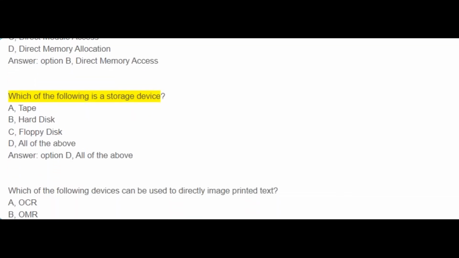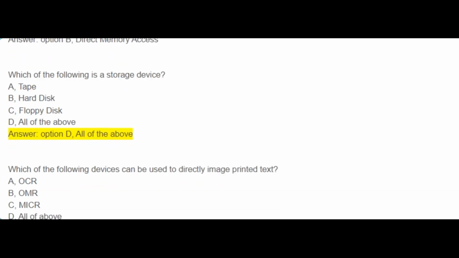Which of the following is a storage device? A. Tape. B. Hard disk. C. Floppy disk. D. All of the above. Answer. Option D. All of the above.